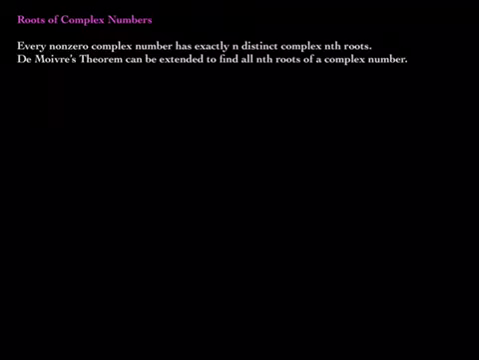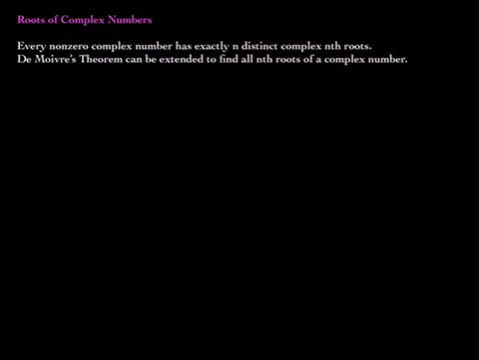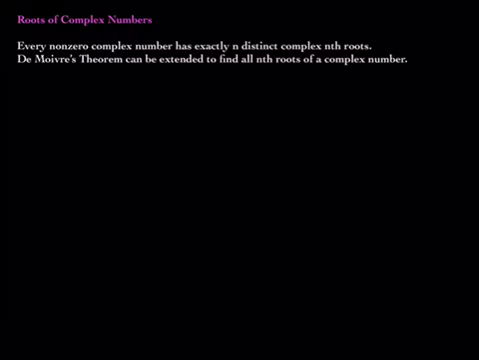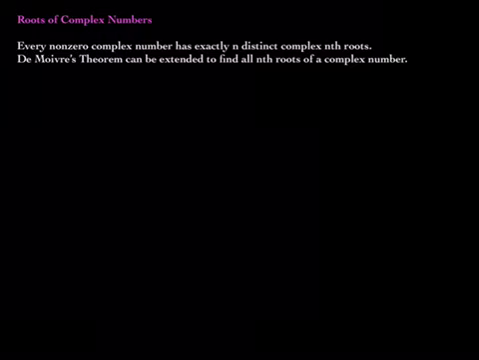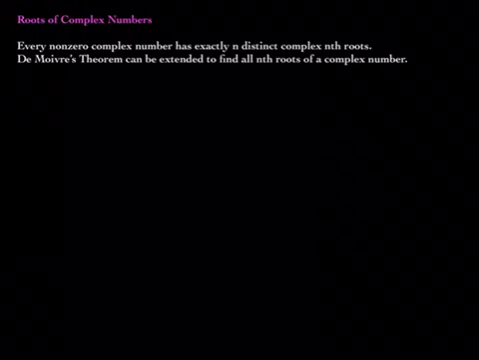All right, now let's move to finding roots of complex numbers. First of all, this is really important. Every non-zero complex number has exactly n distinct complex nth roots. Meaning, if you're looking for the square roots of a complex number, there are 2 of them. If you're looking for the cube roots, there are 3 of them. The 4th roots, there are 4 of them. The 5th roots, there are 5 of them, and so forth. And de Moivre's theorem can be extended to find all of these nth roots of a complex number.